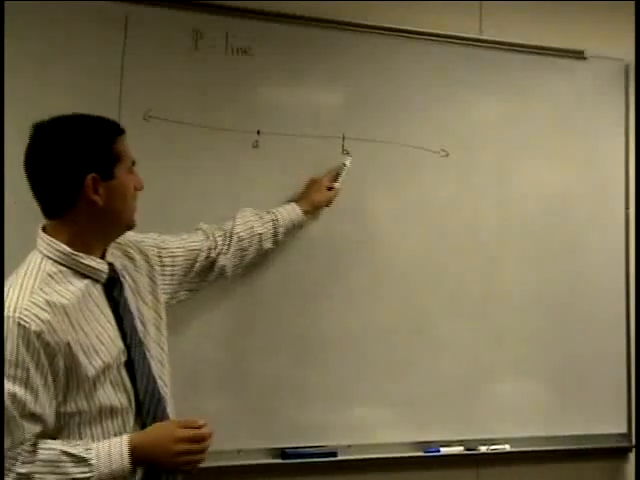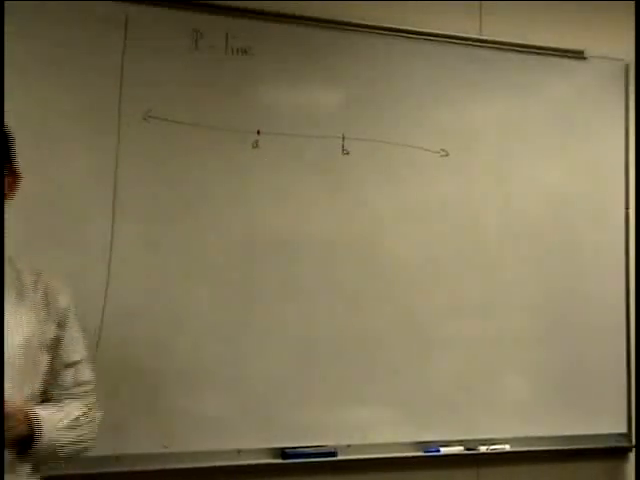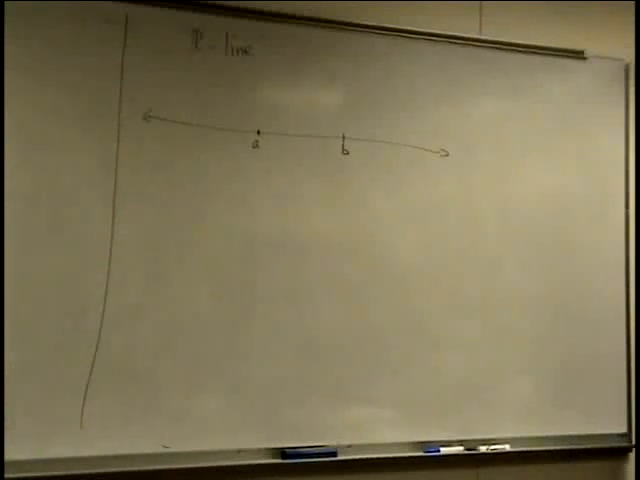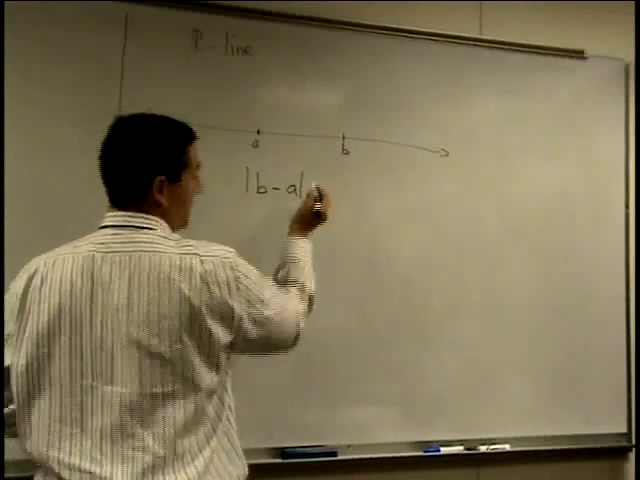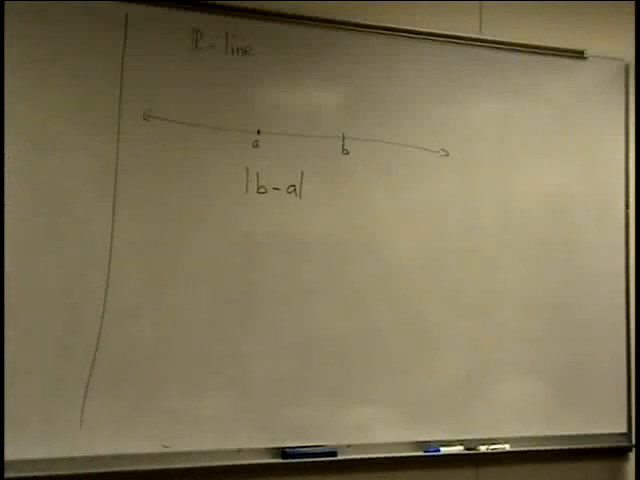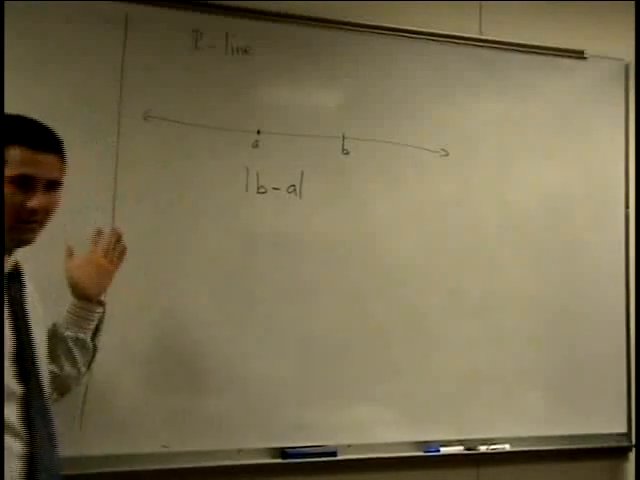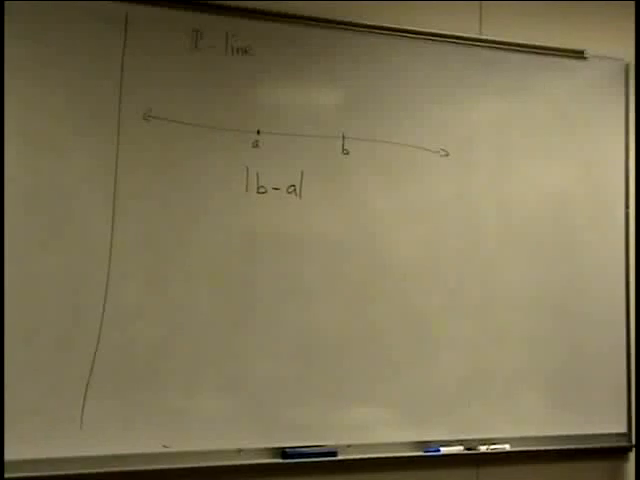So what's the distance between A and B? You guys should know this very well. Absolute value of B minus A. The absolute value of B minus A. It's how you tell the distance between two real numbers, right? You subtract them and take the absolute value. Why the absolute value? Because distance is always positive, right? You always want your distance to be positive.